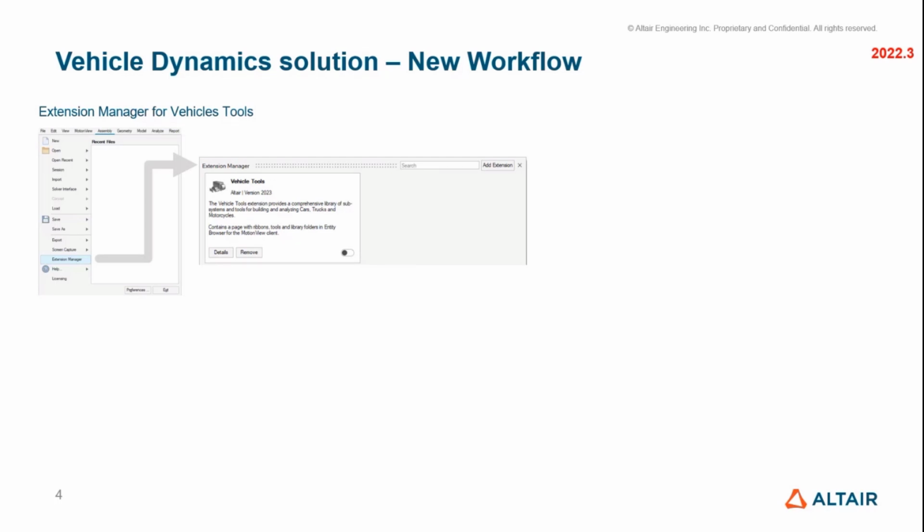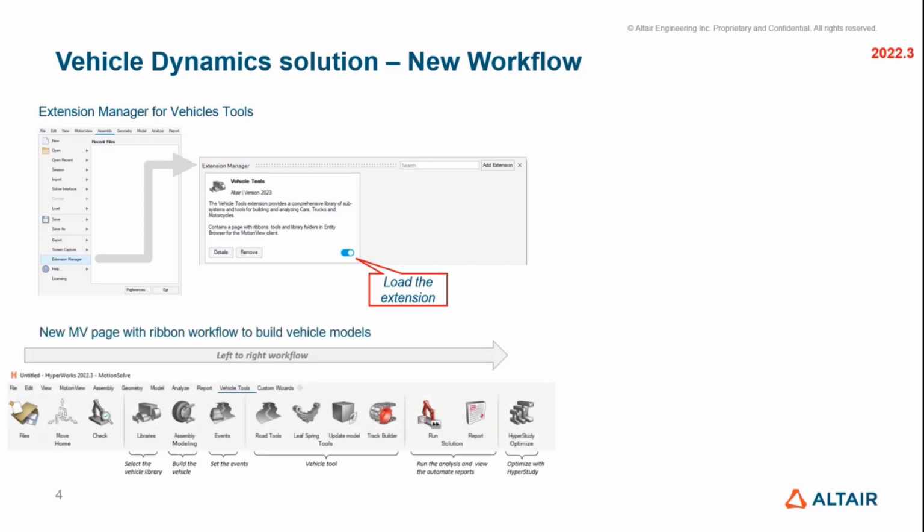We started with that in the previous release, 22.3. Talking about the vertical solution itself, if the user goes to the extension manager, they will see the vehicle tools loaded there, added in the extension. What has to happen then is that the user has to load this vehicle tool, and then Motion View will create a new page. This page contains a different workflow. It's a ribbon from left to right that contains all these classic old tools, now organized in a smooth way, so that the user can go from left to right to build the full vehicle.